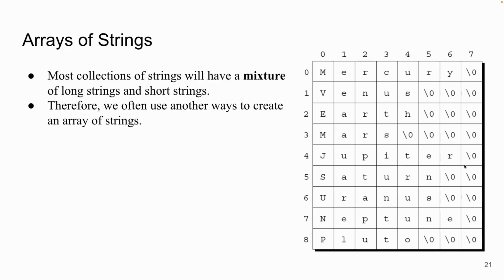And actually this is true in real life and real applications, because most of the time the collection of strings will have a mixture of long strings and short strings. For example, the name of your... It's not true in Taiwan because in Taiwan people always have 3 characters or 2 characters in the name. However, you can think about Western countries, where the length of every person's name is different, right? Some people have a long name, some people have a very short name. So to use computer memory in a more efficient way, we need to use another way to create an array of strings.